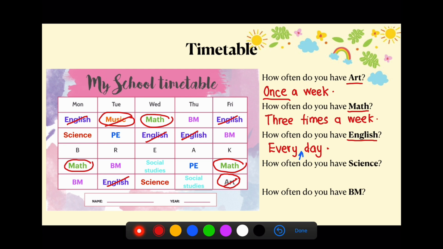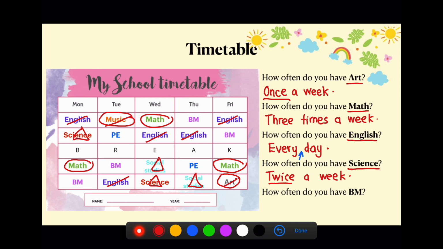Okay, next we have, how often do you have science? Science. Where is science? Okay, the red one, science 1 and 2. 2 only. So, what is the answer for 2? Twice. Very good. Twice a week. Okay. Is there any subject that also twice a week? Look. Yes, we have social studies on Wednesday and Thursday. So, social studies we also have twice a week.